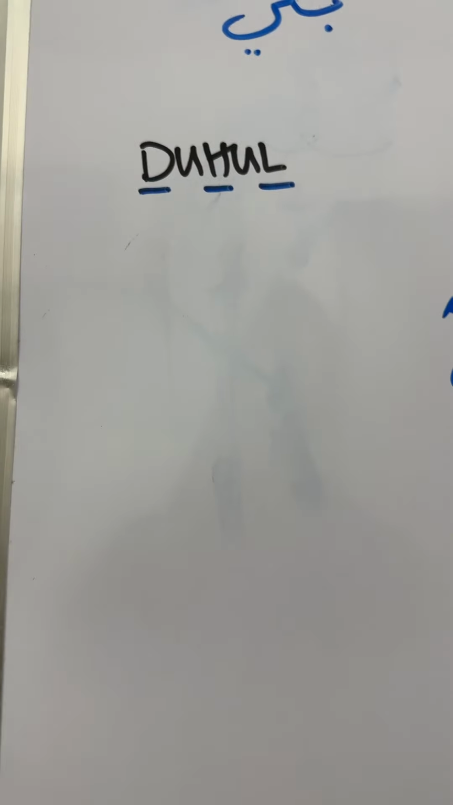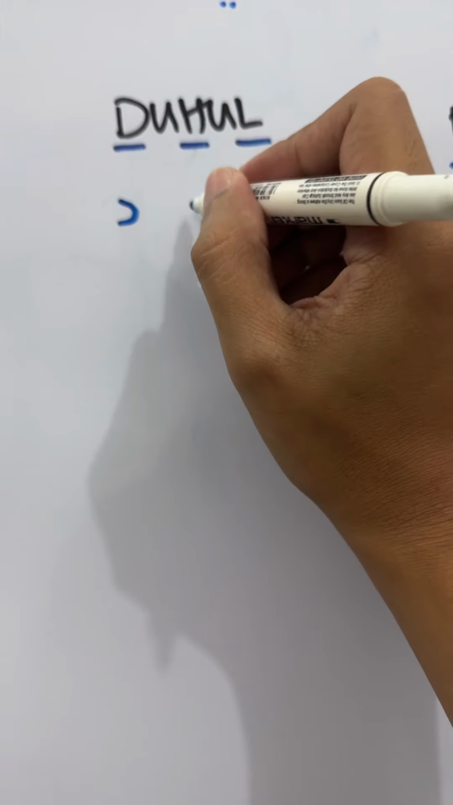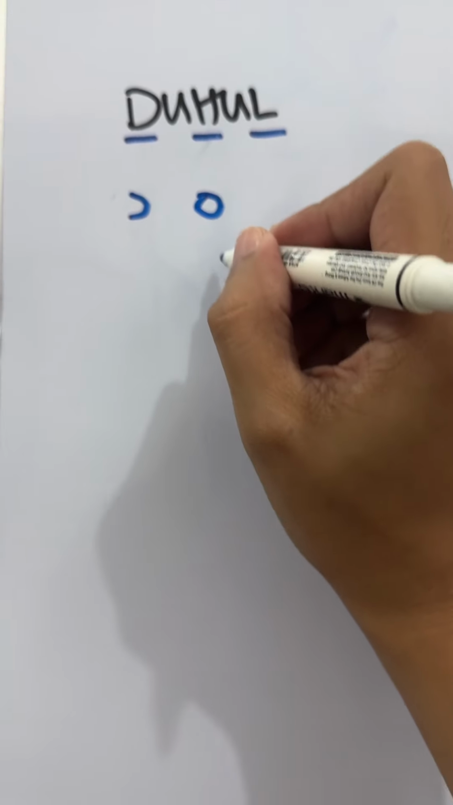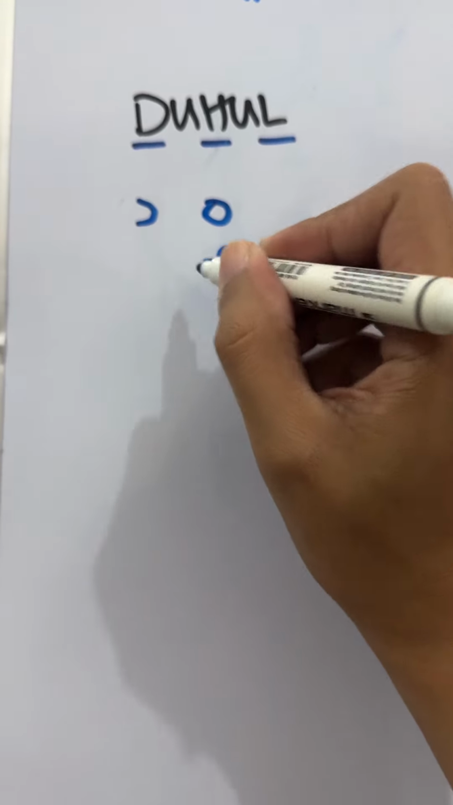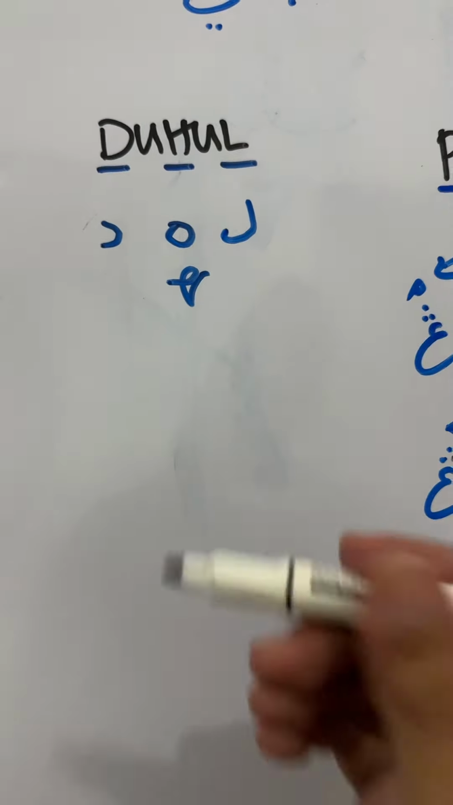So in Sulat Sug, D is dal, and it is written like this. Ha is ha, like this. But if it's in the middle, you write it like this. Then we have L, which is lam in Sulat Sug, so you write it like this. So now we write them from right to left.